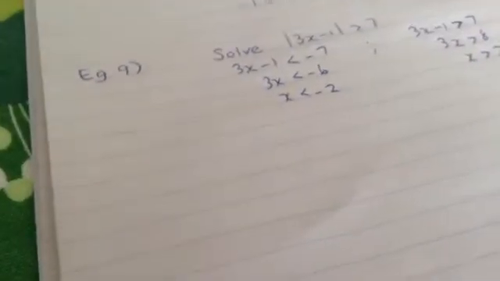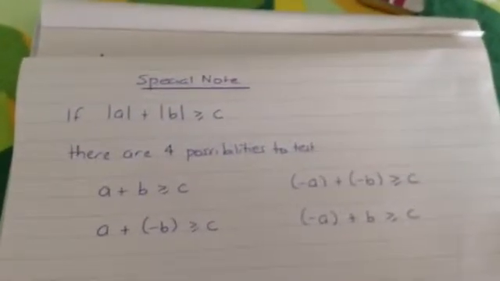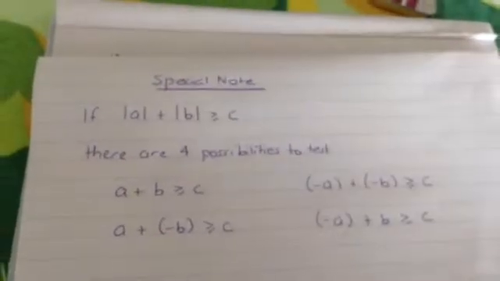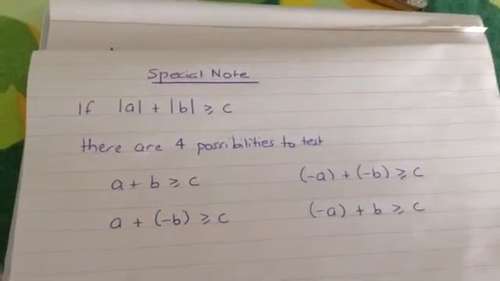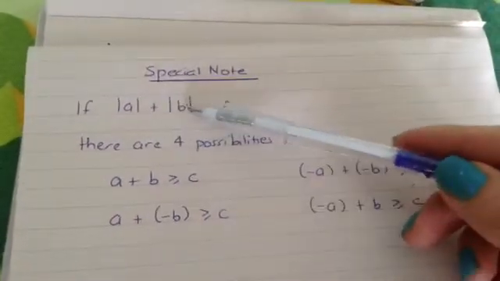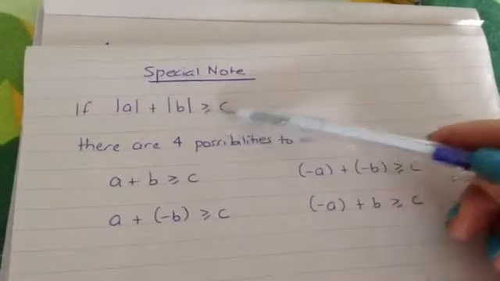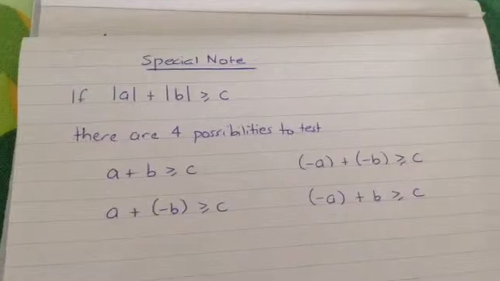Now, before I show you example 10, you need to write this down, this special note, okay? And I'll just hold it like this for a while while I explain it. See if I can focus that better. Yep. Okay. So if we have the absolute value of A plus the absolute value of B being greater than or equal to C, there are 4 possibilities to test.